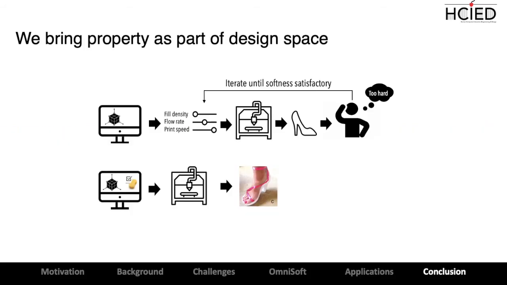We brought softness as a design factor to the early design stage, which was previously detached from the design tool, so it was only possible to adjust after completing the design. So we get rid of the tedious iteration process in case the user feels that the property does not meet expectations in the end. So they adjust the parameters, 3D print, test, and again adjust parameters, 3D print, and test again.